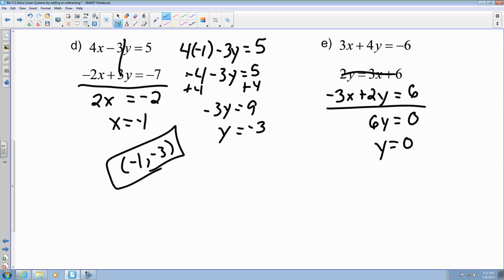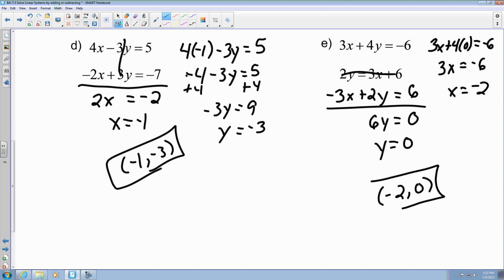Just means I got to put this back into the original equation. So I got 3x plus 4 times 0 equals negative 6. 3x, that ends up being 0, so that's negative 6. And then divide both sides by 3. X equals negative 2. So my ordered pair is negative 2, comma, 0.